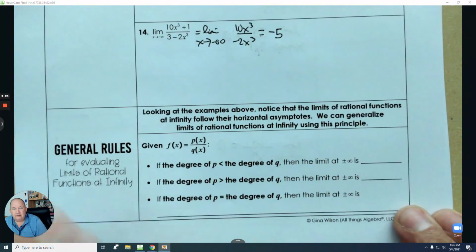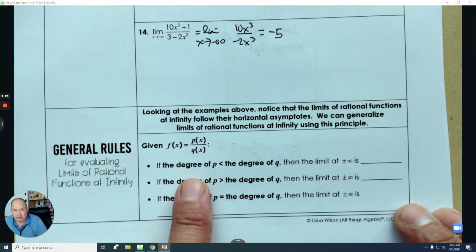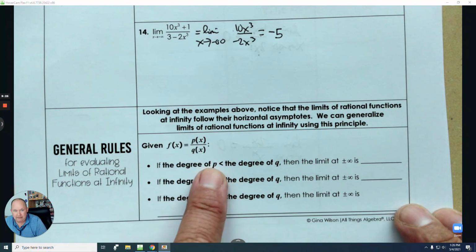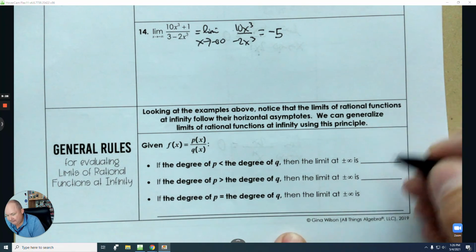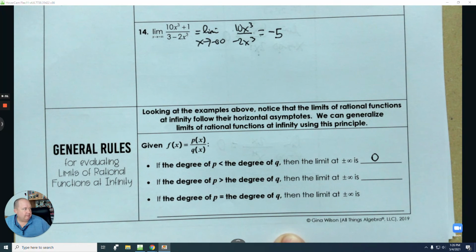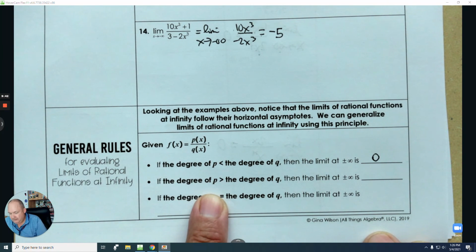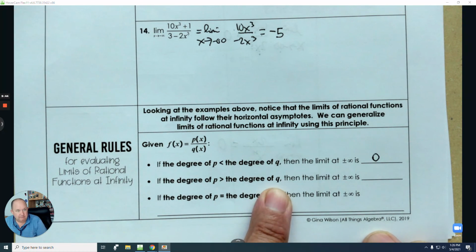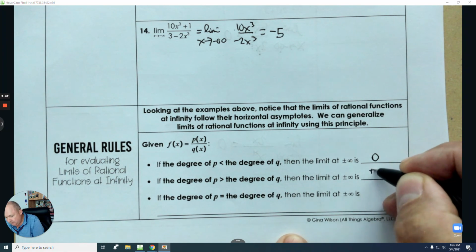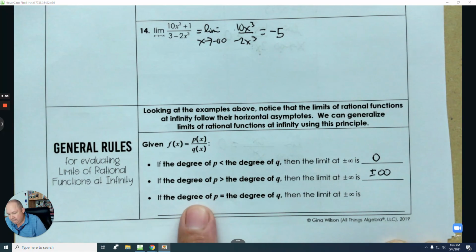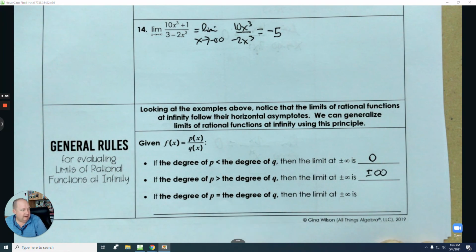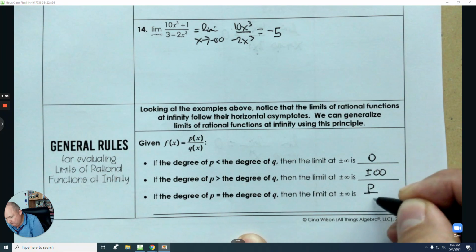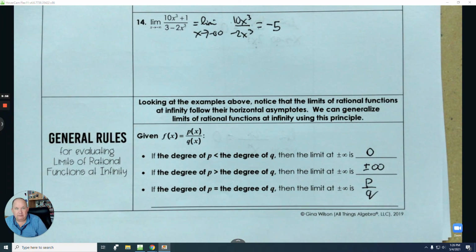So looking at the examples above, and if you have a rational function, if the top is less powerful than the bottom, then the limit goes to what answer? If the top is more powerful than the bottom, then the answer is going to be either positive or -infinity. And if they equal each other, then you have to divide p divided by q, the power terms, and that will give you an answer to whatever the constant is.